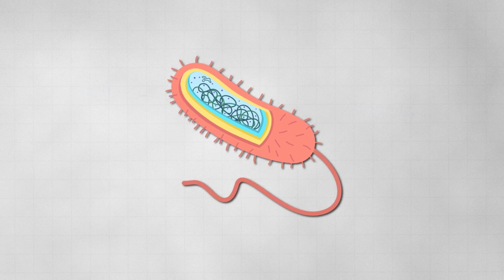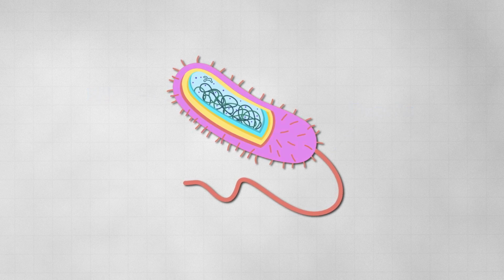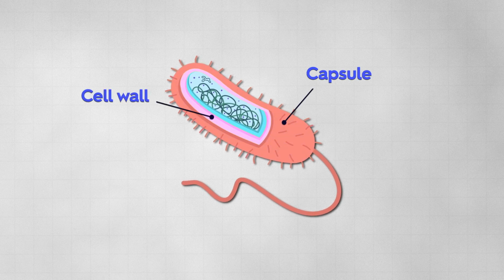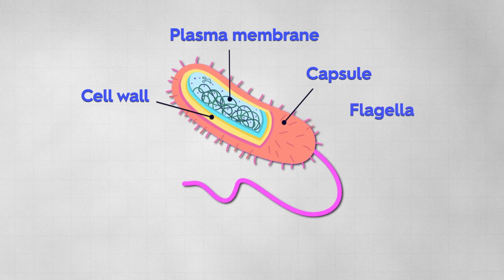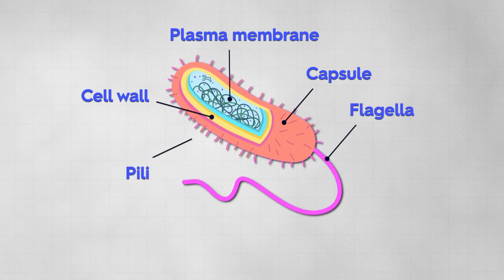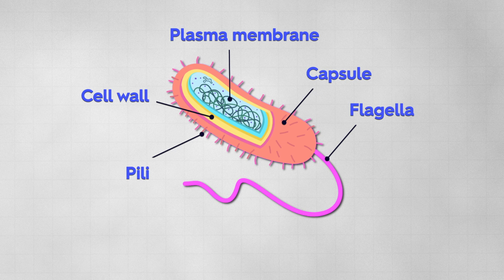So far, we've mapped the outside: a protective glycocalyx or capsule, a peptidoglycan cell wall, a selective plasma membrane, and external tools, such as flagella for movement and pili for attachment or DNA exchange.